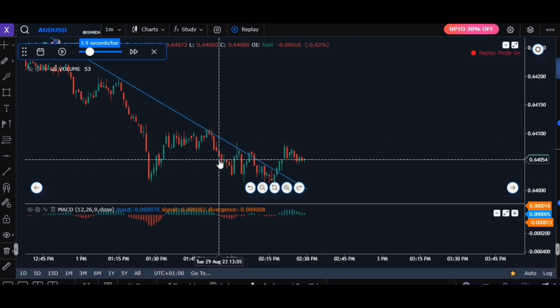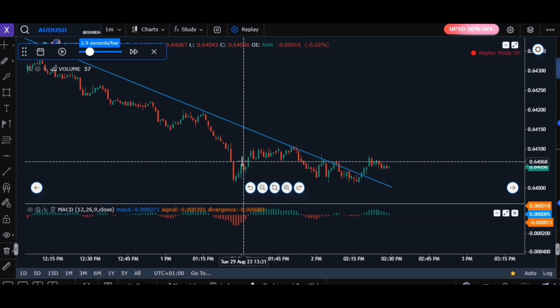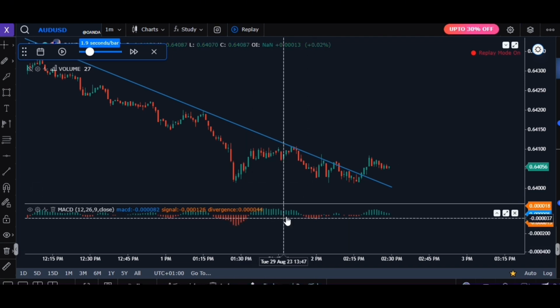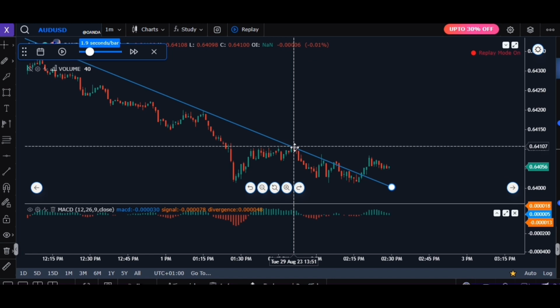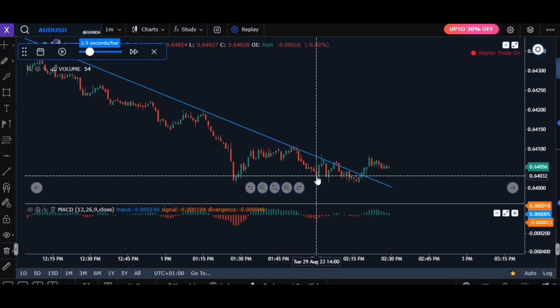So now let me explain why we added the MACD. We added the MACD so that we can know the real trend of the market. We can know the real high and the real low. So now when the MACD is green, it means it's a high. So this place is a high. When it's red, it means it's a low.